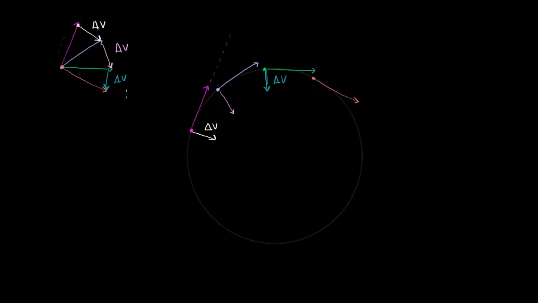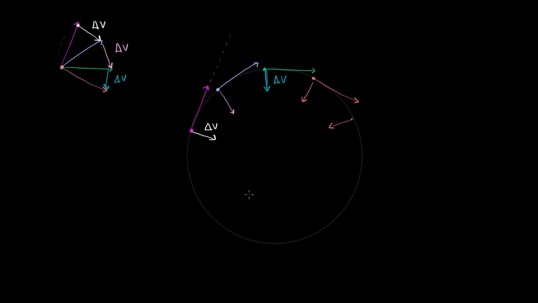And if I were to keep drawing more of these change in velocity vectors, you would see at this point the change in velocity would have to be going generally in that direction. If at this point, the change in velocity would have to go generally in that direction. So what do you see? What's the pattern for any point along this circular curve?